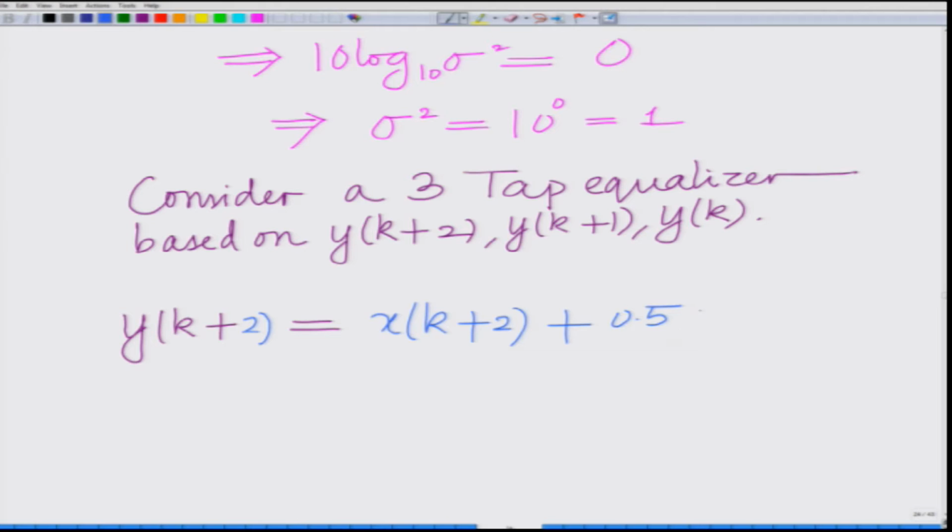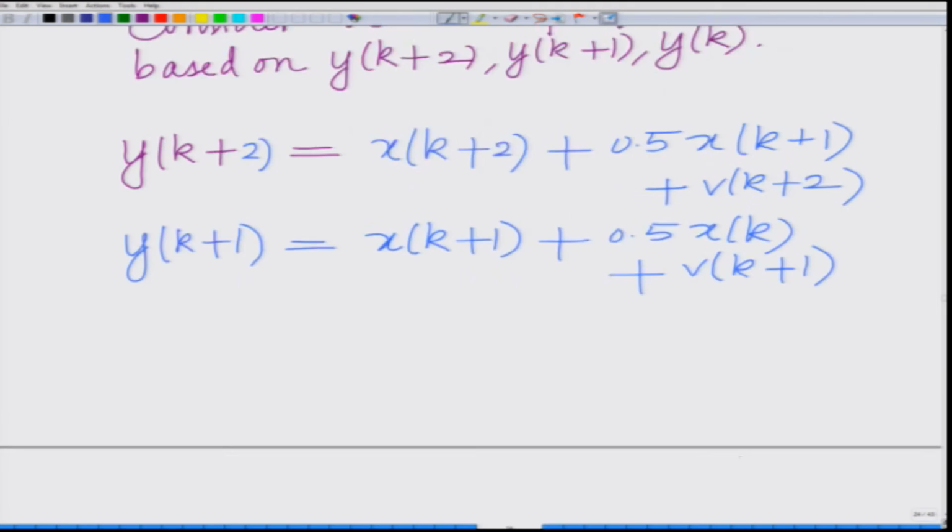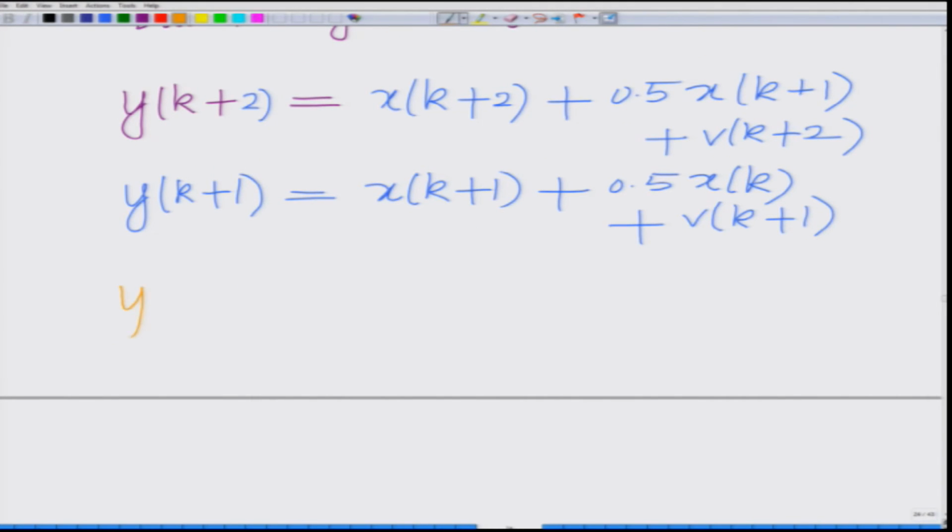plus 0.5 into xk plus 1 plus vk plus 2. yk plus 1 equals xk plus 1 plus 0.5 xk plus vk plus 1, and yk, I am sorry, yk rather equals xk plus 0.5 xk minus 1 plus vk.